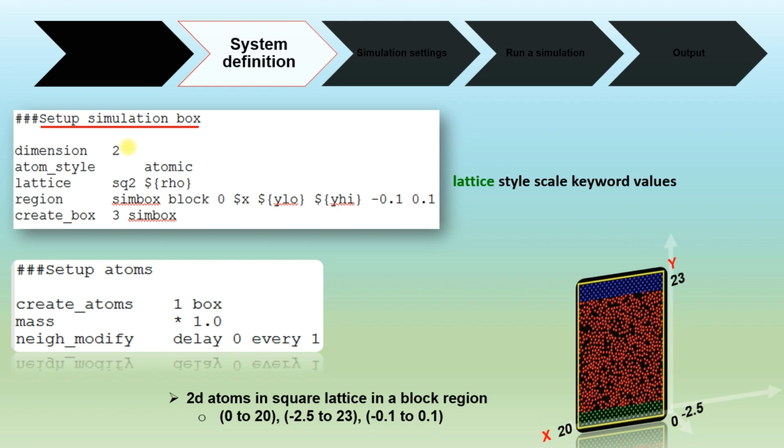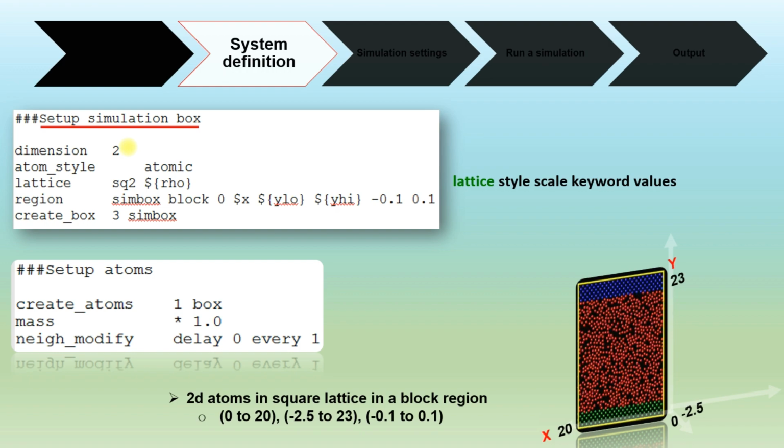And next is the lattice command. The syntax is as follows: lattice style scale keyword values. Style can be a crystal system of choice, for example square lattice here. The argument of the lattice command can be used to define a wide variety of crystallographic lattices such as BCC, FCC and hexagonal.